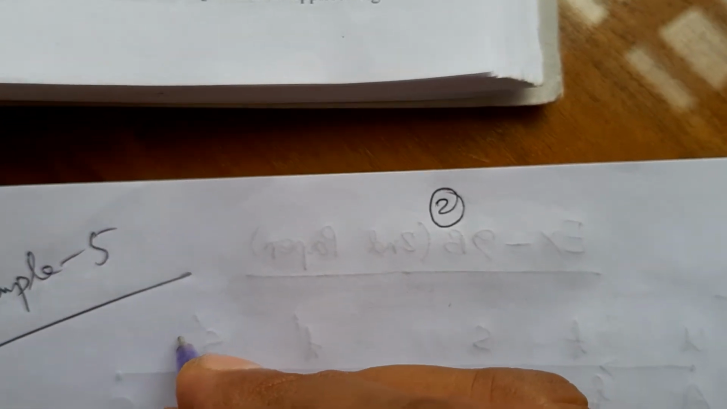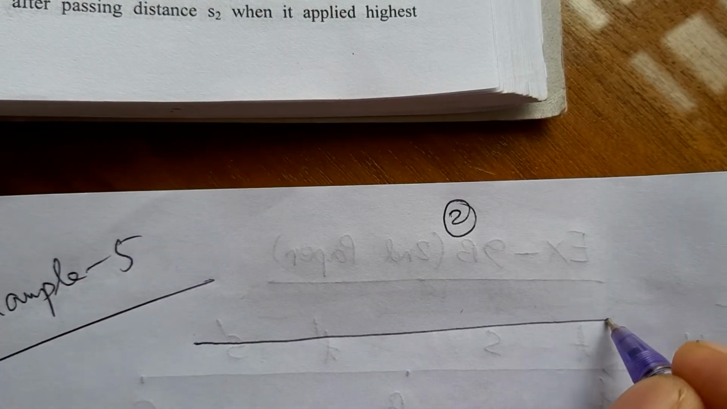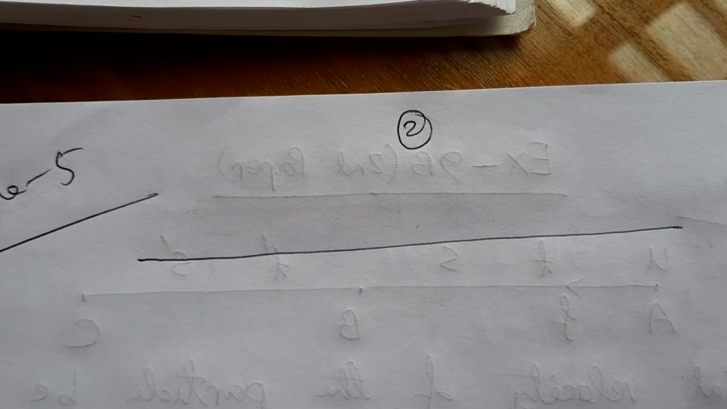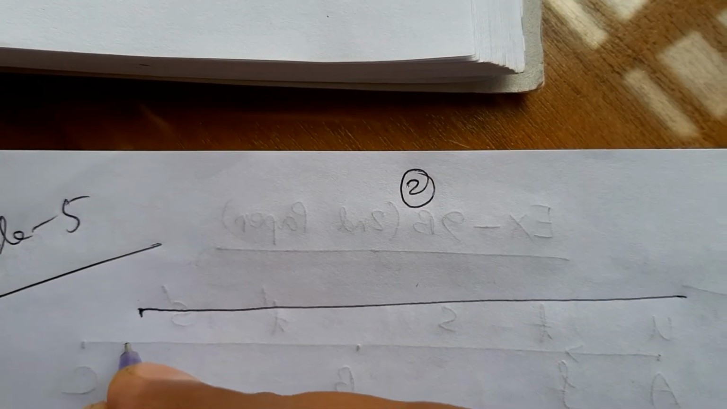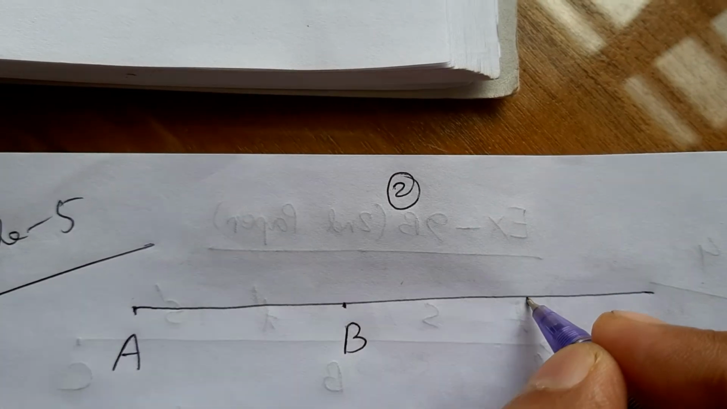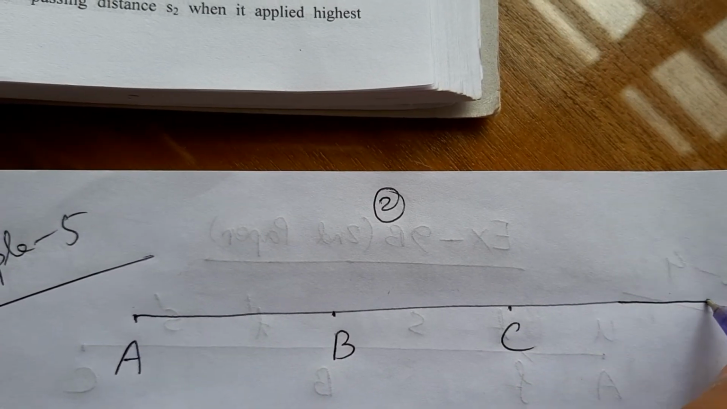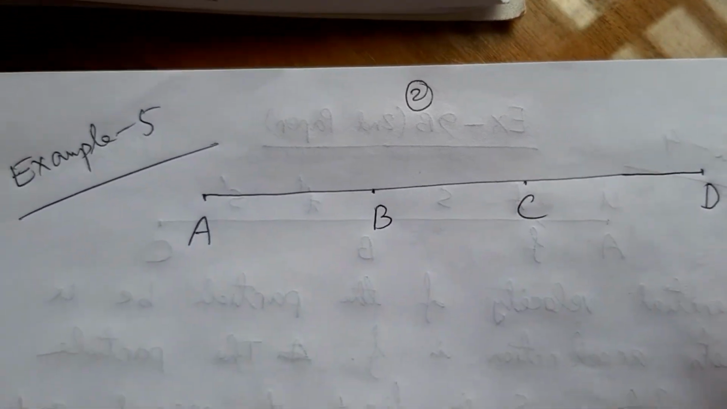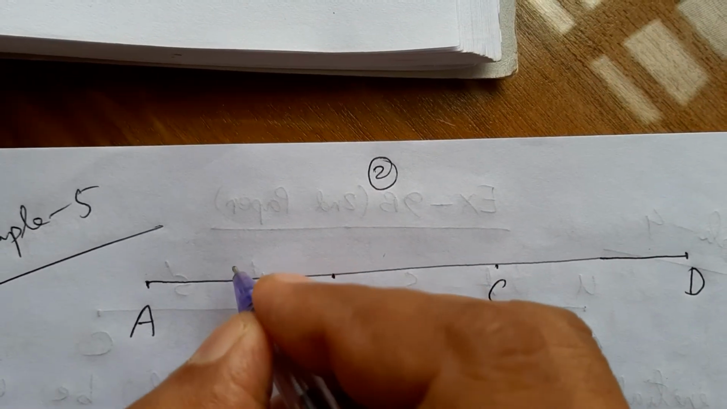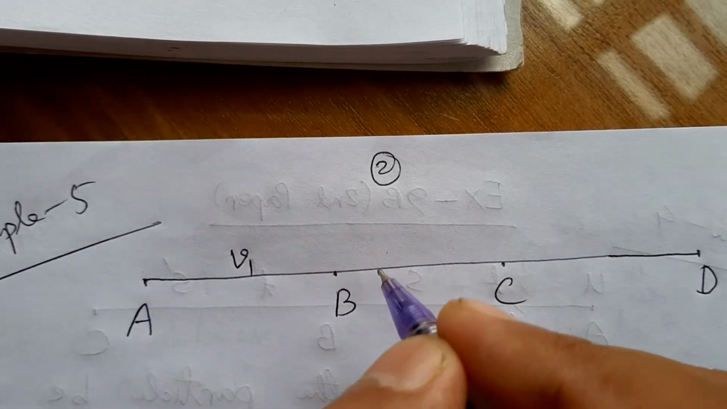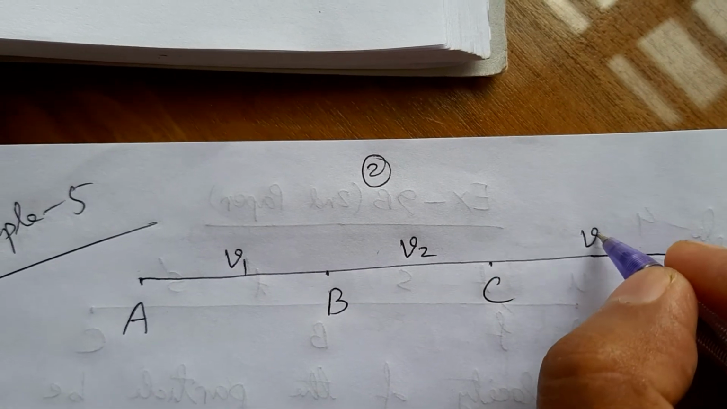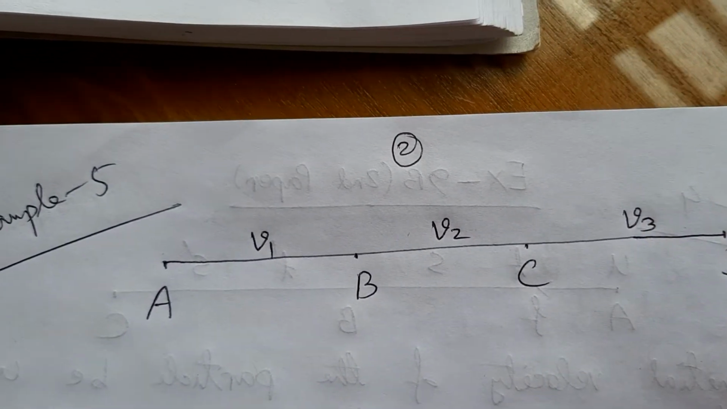There are 3 parts because there are 3 average velocities given. First part is A to suppose B, second part B to C, and third part suppose C to D. The average velocity for AB is suppose V1, then here is V2, and at last part the average velocity is V3.